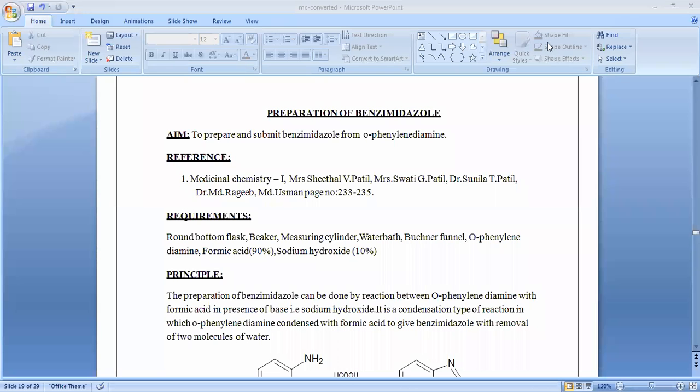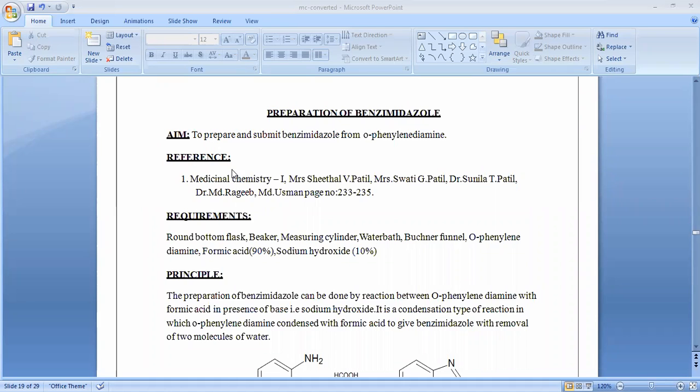We have synthesized, so you all know the basic synthetic techniques to synthesize any organic or inorganic molecule. At that time we synthesized inorganic molecules like ferrous sulfate and alum, but here in the practical of medicinal chemistry 1, we are going to synthesize some intermediate compounds or some drug molecules. So here we are going to synthesize benzimidazole from orthophenylenediamine.